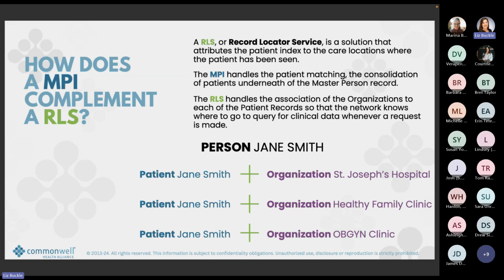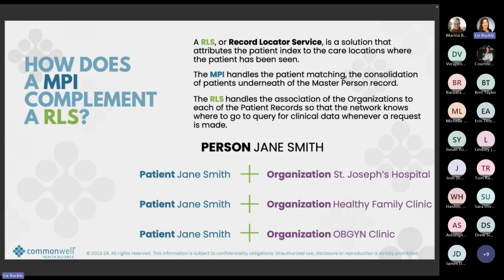And so the way that the MPI and RLS work together is the MPI is able to say, all of these instances of Liz at these various care locations are indeed the same human, the same person. And so through making those associations in the index, we're able to then say, okay, here are the care locations where Liz has been seen.